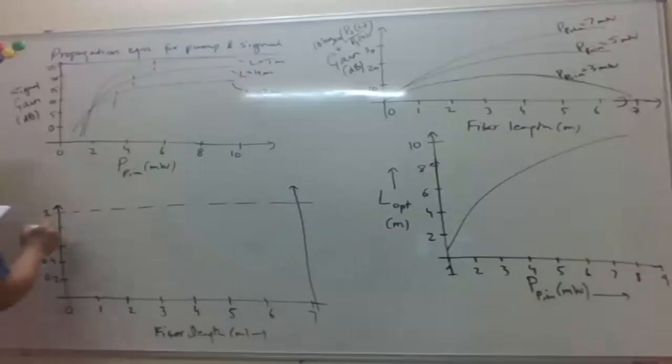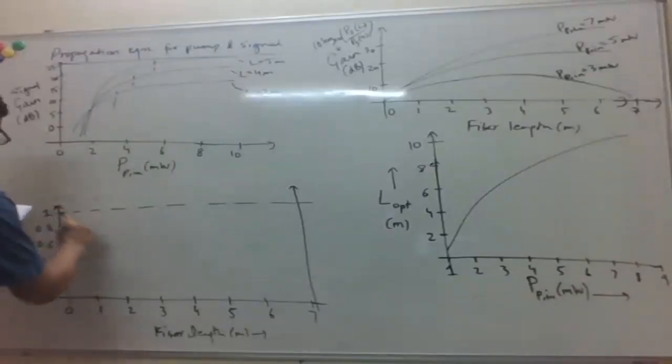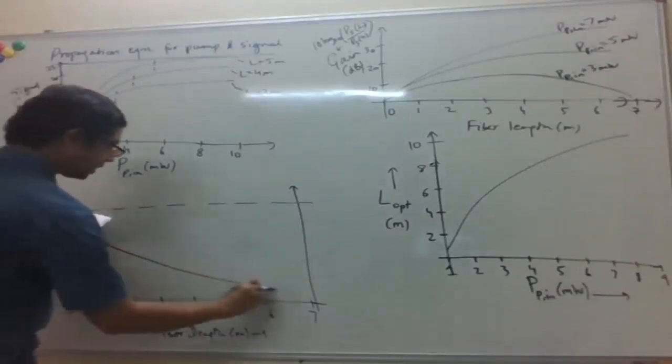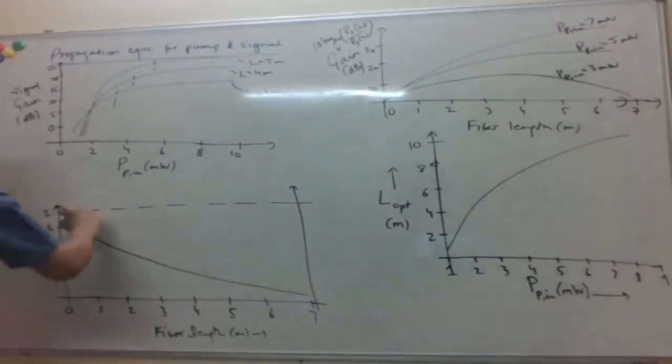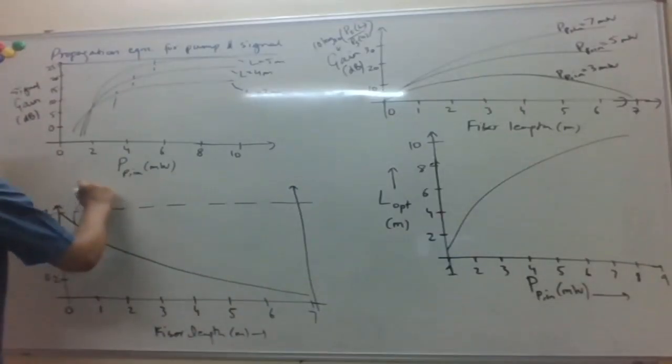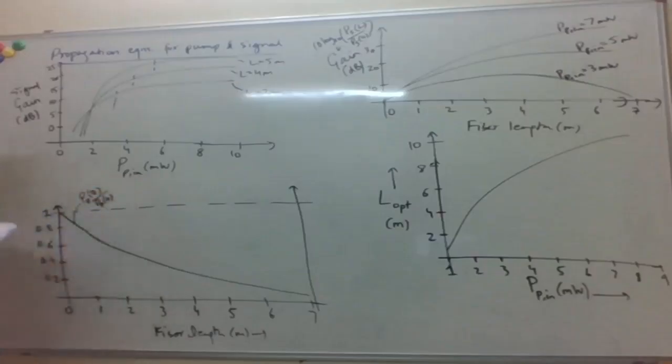So, for example, the pump power. It first decays linearly and then it decays exponentially. So this is the variation of the pump power. I'm plotting the pump power at distance z divided by the input pump power. So it's starting from 1 and then decays. This we've already seen.